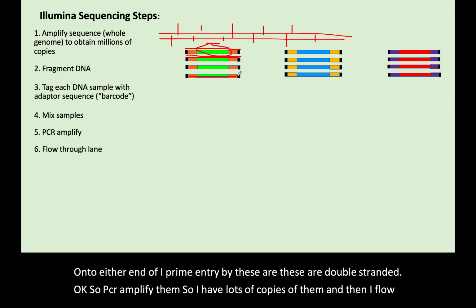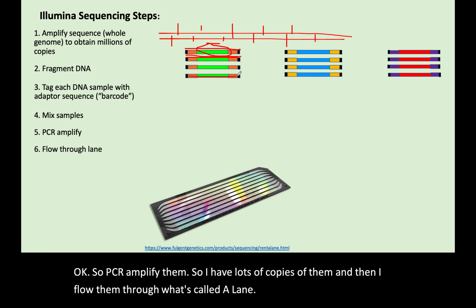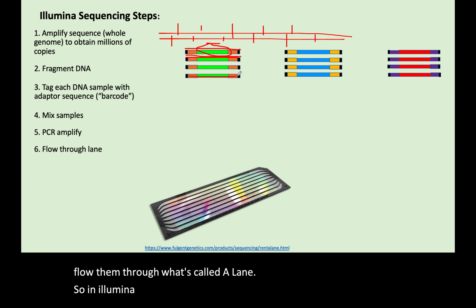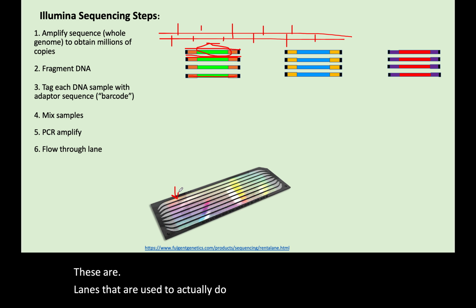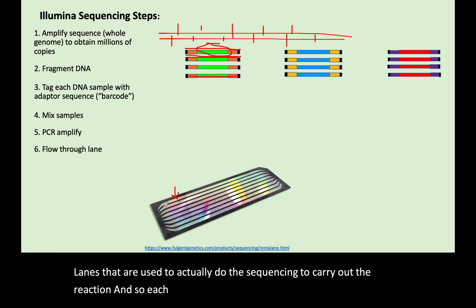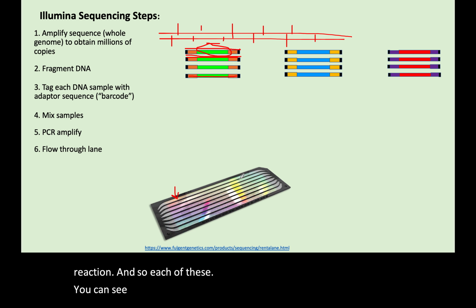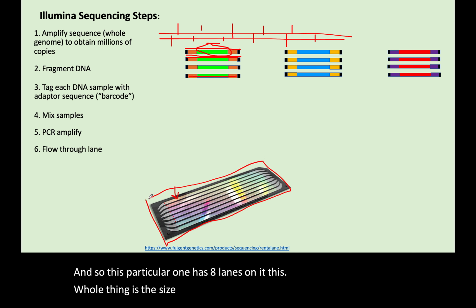Okay, so I PCR amplify them, so I have lots of copies of them, and then I flow them through what's called a lane. So in Illumina sequencing, these are lanes that are used to actually do the sequencing, to carry out the reaction. And so each of these, you can see them separated by like a black strip. Each of these is their own individual lane. And so this particular one has 8 lanes on it. This whole thing is the size of a microscope slide.